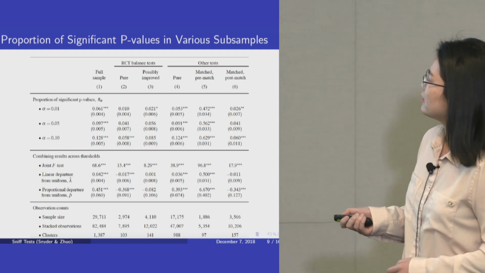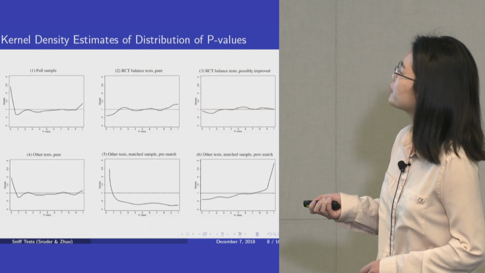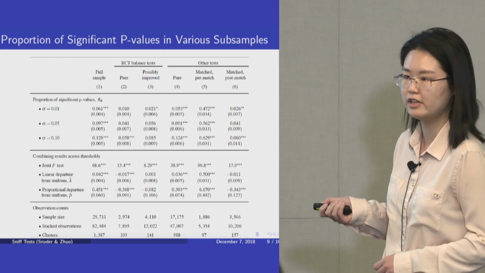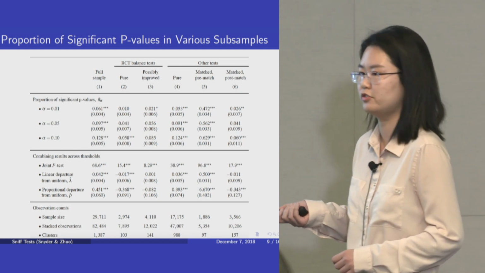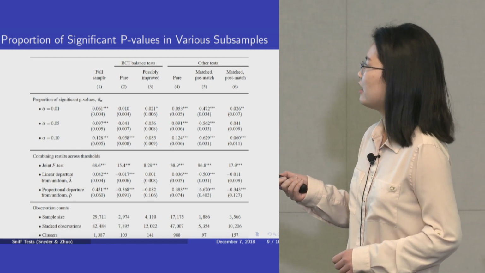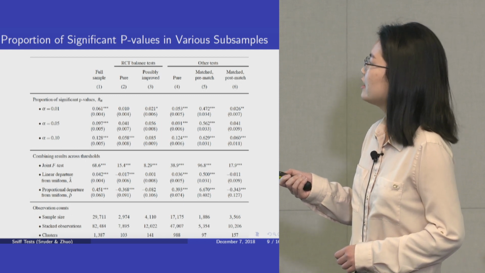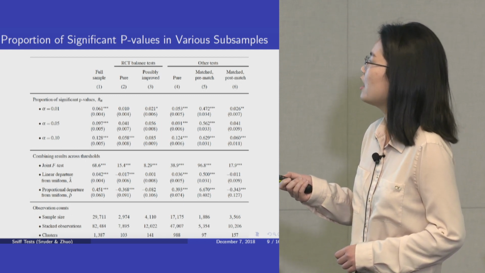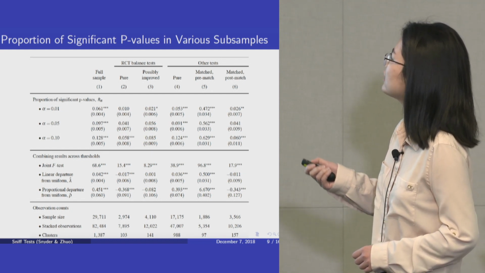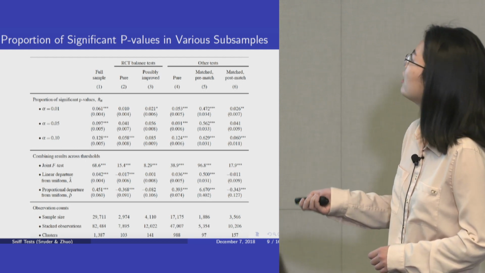And this is Table 2 of our paper, and it formalizes what we observe in the kernel density plots, and all the results are qualitatively and quantitatively pretty similar to the density. Here for the pure cases of RCT balance tests, we see that at the 10% threshold, the mass of significant p-values is quite different from the 10% benchmark predicted under uniform distribution. And for the pure tests, other types of tests, we see a huge mass between 0 and 0.1.